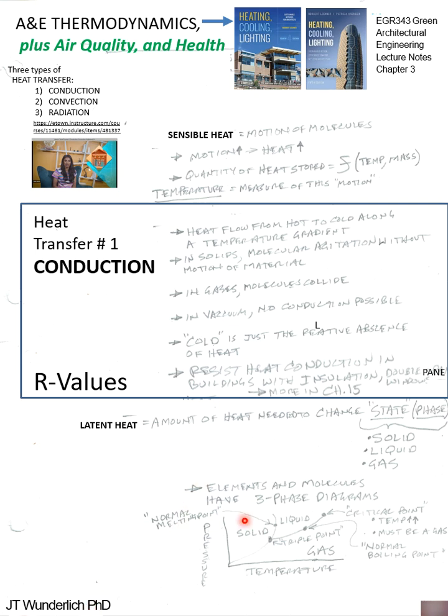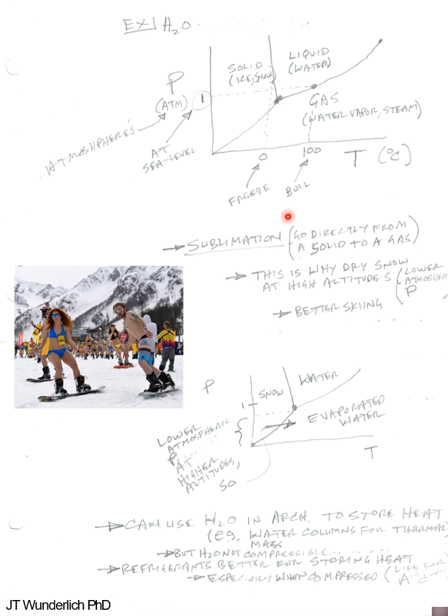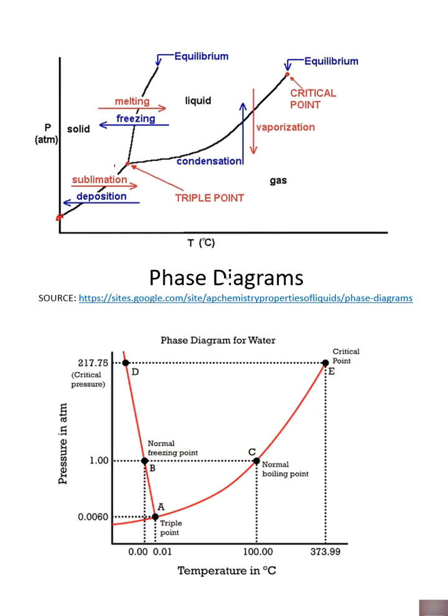So with latent heat, people want to understand the 3-phase diagrams and how those work, and sublimation and what that means, transferring between states of liquid, gas, and solids. And more clear diagrams to read here for water.